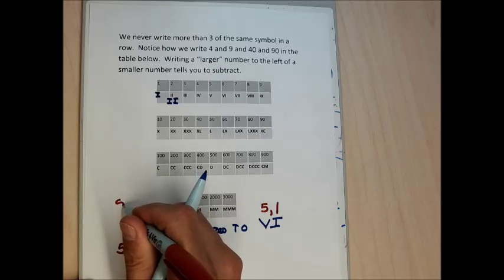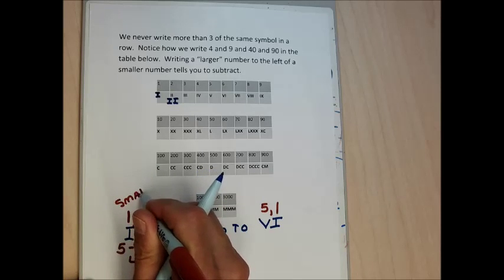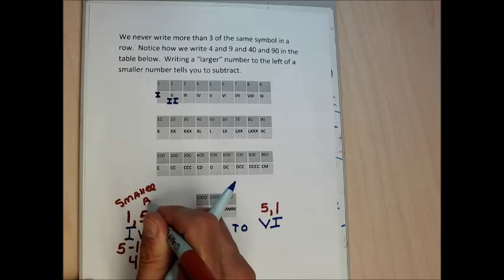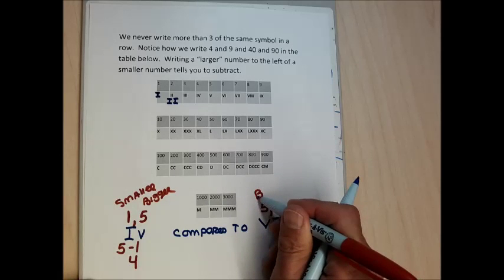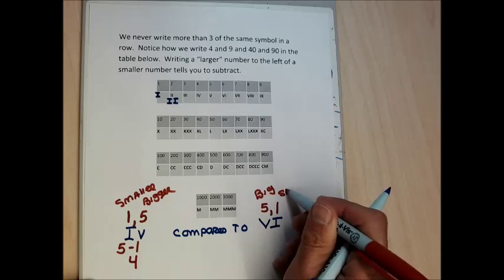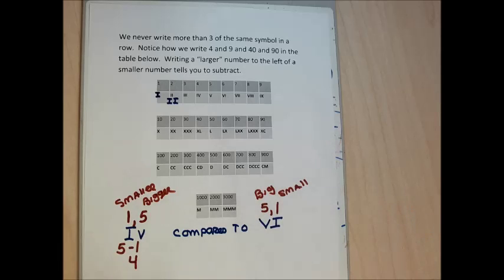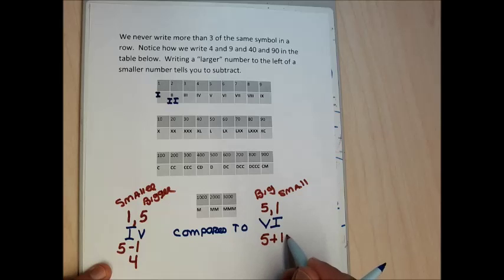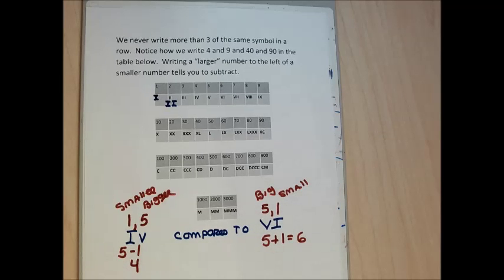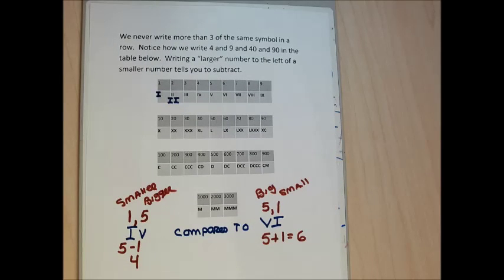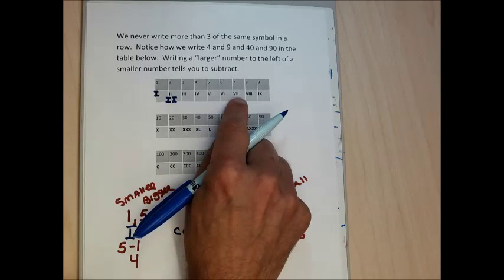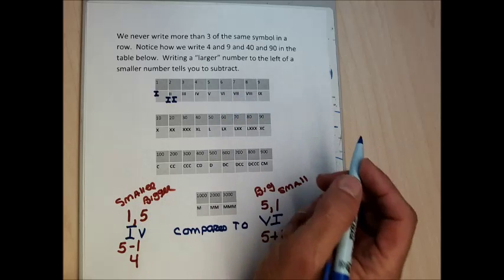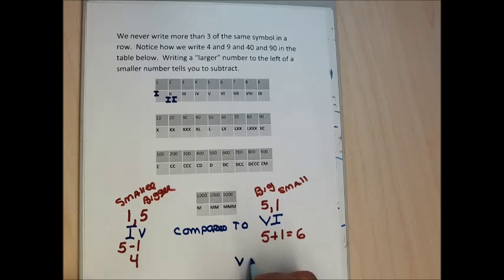And so instead of having the smaller number first and the bigger number second, I have the larger number first and the smaller number second. And when that's the case, you actually add the numbers to figure out the Roman numeral. So VI is going to be equal to 6. So that's why I said VI is 6.